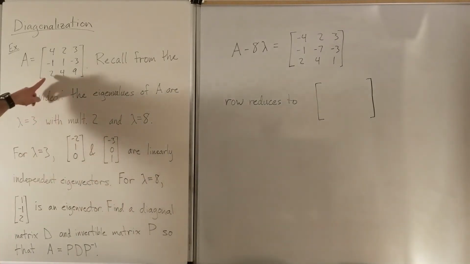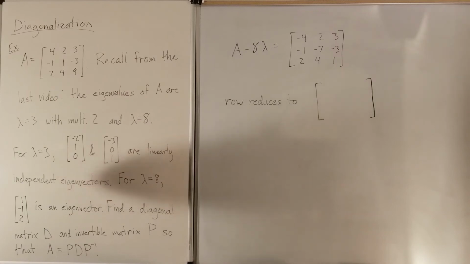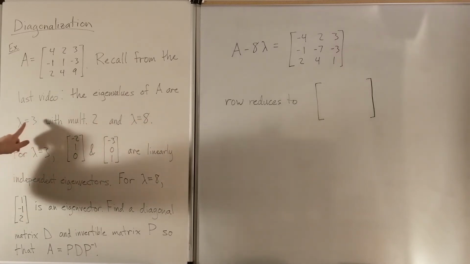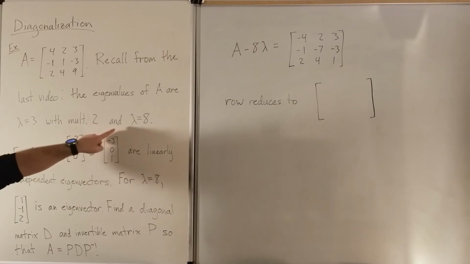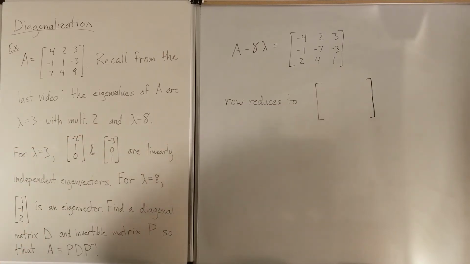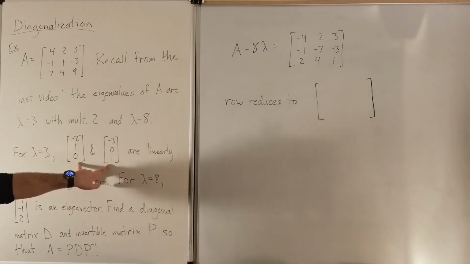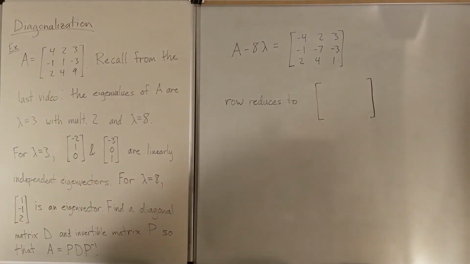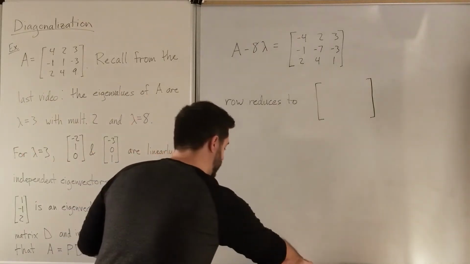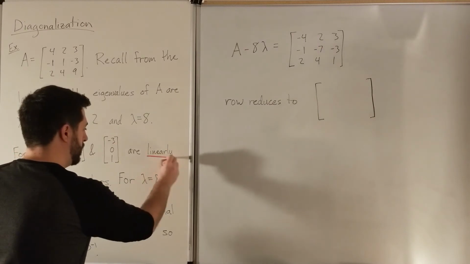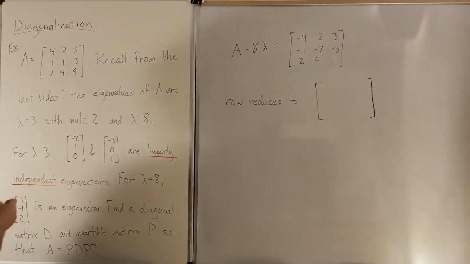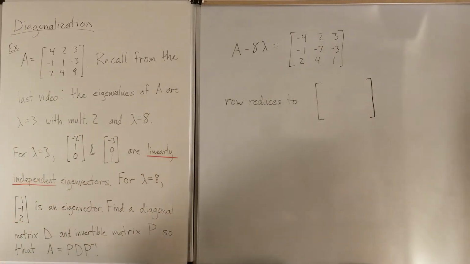So recall this matrix A from the last video, and we found there that the eigenvalues are 3 with multiplicity 2 and 8. And we also found a basis for the eigenspace for lambda equals 3, were these two vectors right here. And because they're a basis, they are linearly independent. And I will point out that this is very important. We need this linear independence for this process to work.